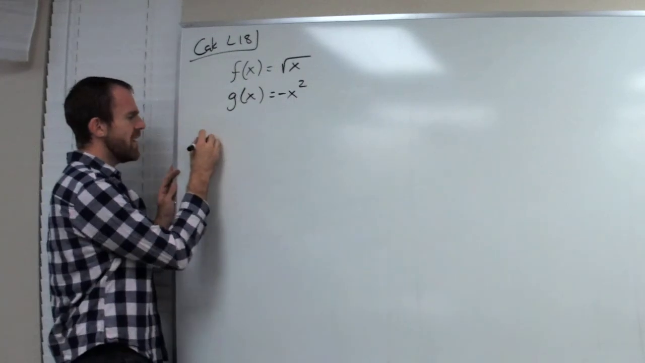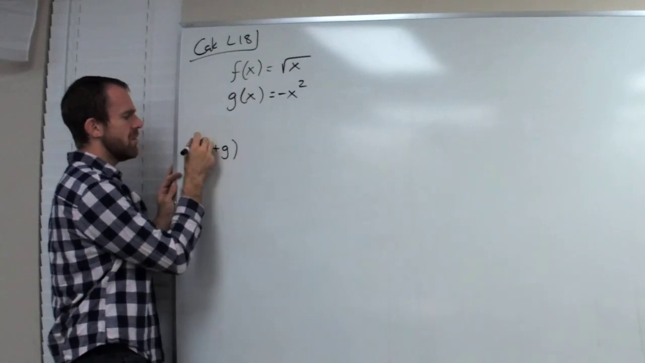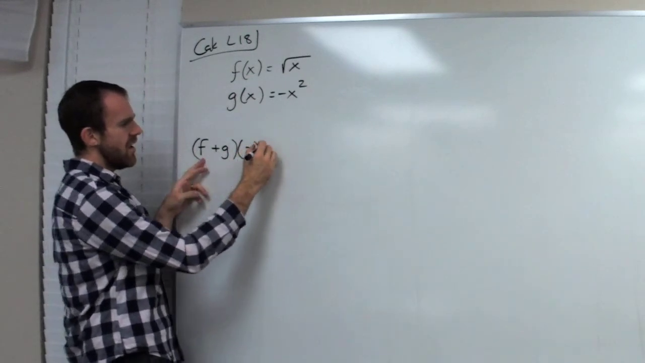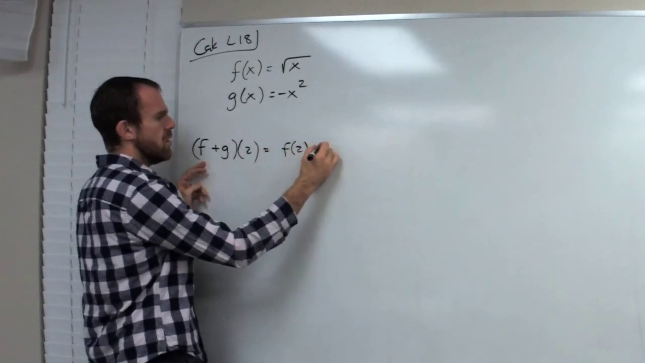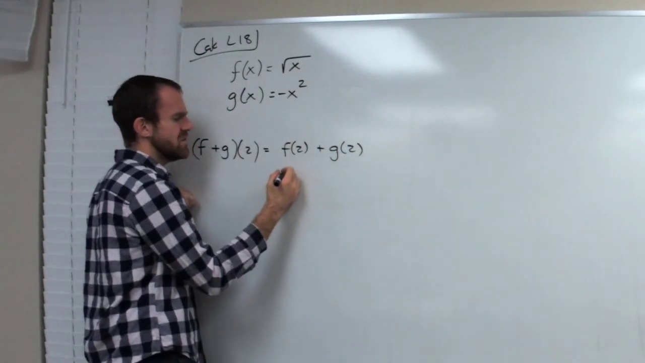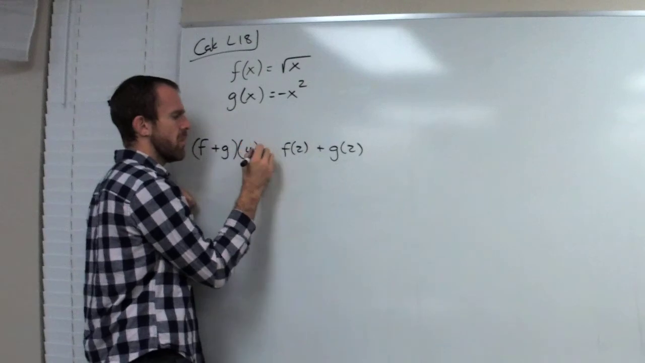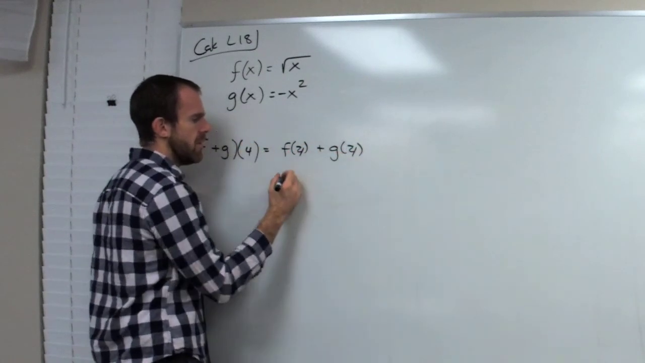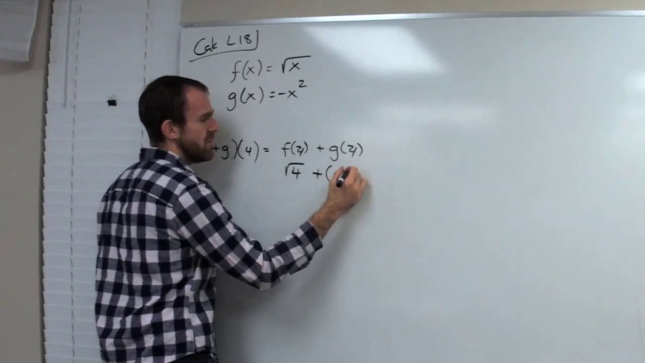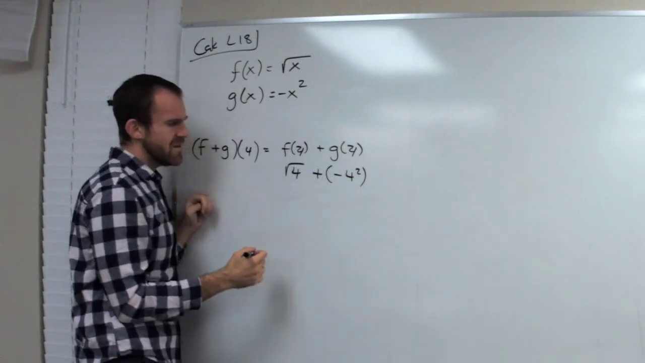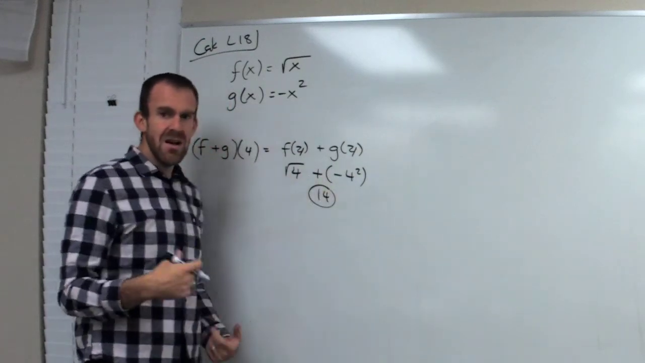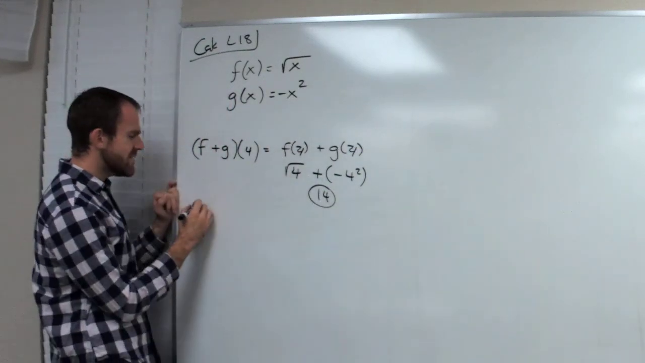So what would I do if I had f plus g of 2? Well, I would take f of 2 plus g of 2. F of 2 is the square root of 2. That's gross. Let's use 4. So the square root of 4 plus negative 4 squared. So that looks like 2 minus 16, which is negative 14. Not too bad.